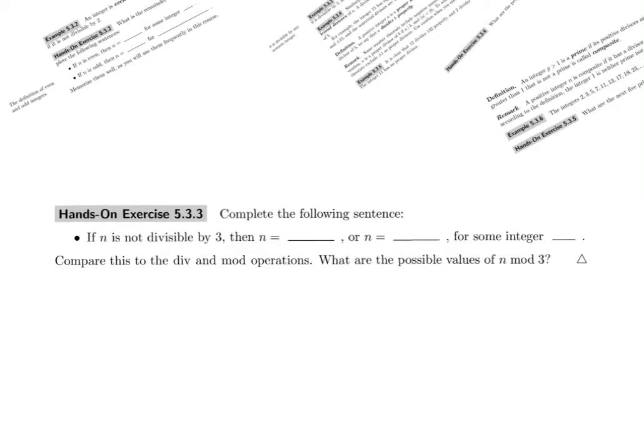And think about how these statements that you're going to fill in here connect with the div and mod operations. What are the possible values of n mod 3? That will help you figure out the two different ways they're suggesting that you can complete those blanks.